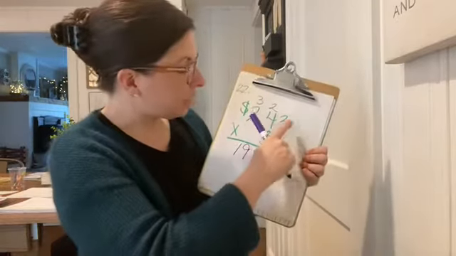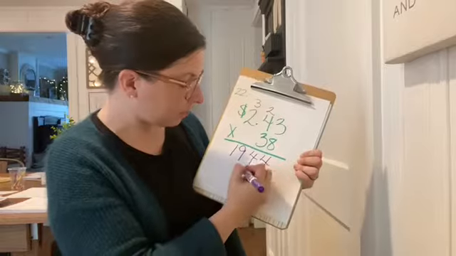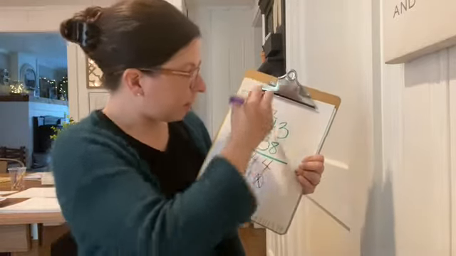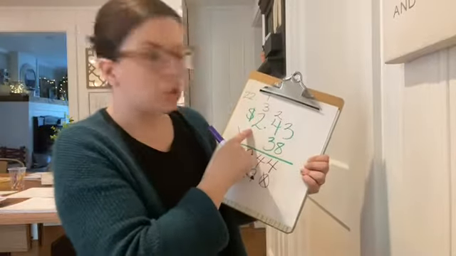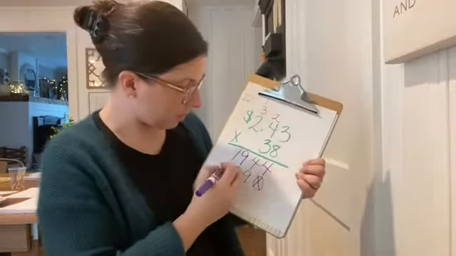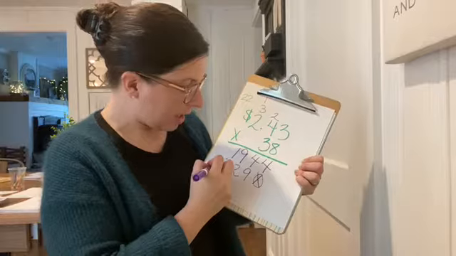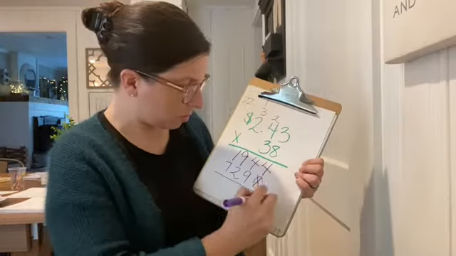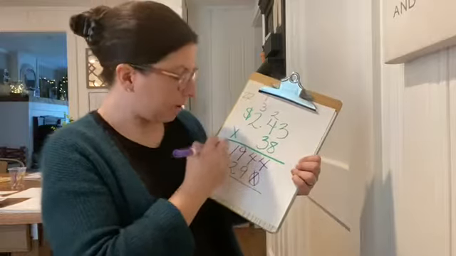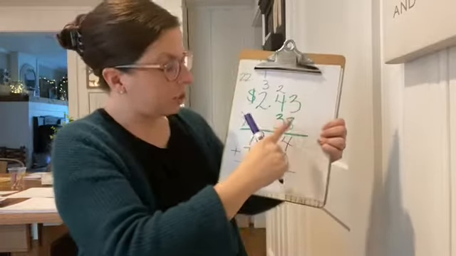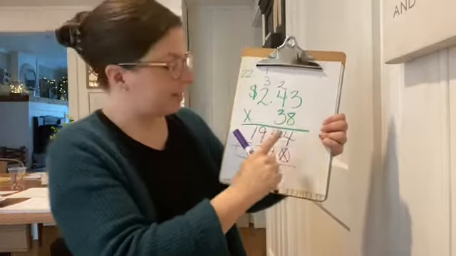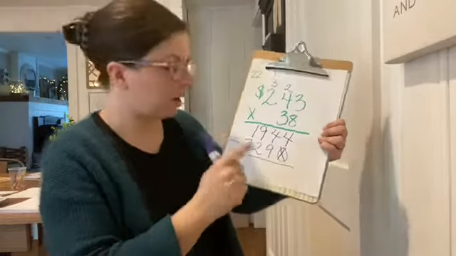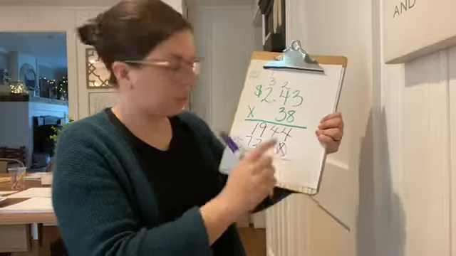Okay, so 3 times 3, 9. 3 times 4, 12, carry the 1. 3 times 2, 6, carry the 1, 7. And then there's no more to multiply, so we need to add them together. Now, if you remember, this is a factor, this is a factor, this is a partial product, and then the answer is a product. So let's start adding in the ones place.